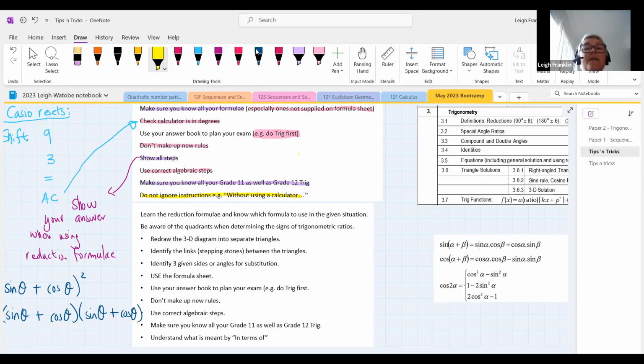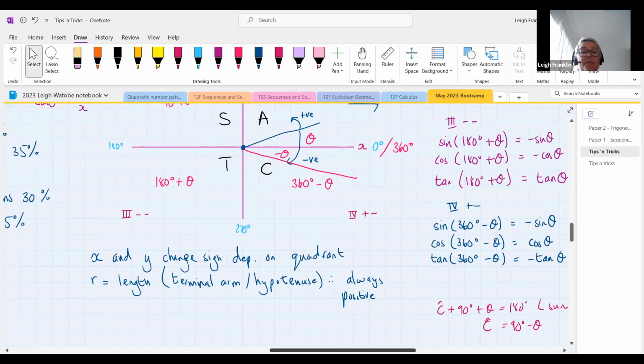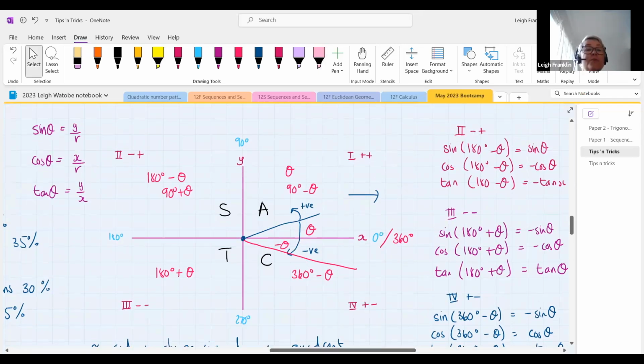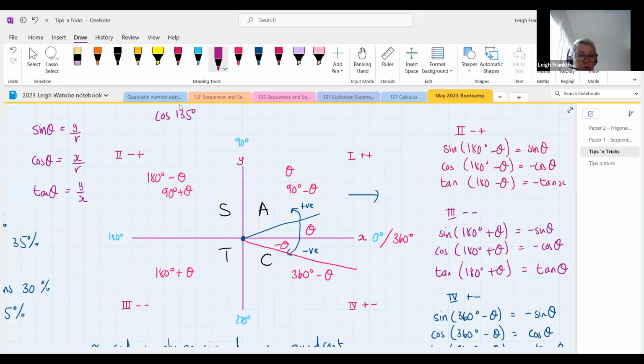Okay, all right, then the other tip that I have given you is to learn all your reduction formulae and know which formula to use in a given situation. So if you had an angle that was, let's say, obtuse, so let's pretend we ended up with the cos of 135, we need to know that 135 is in the second quadrant. So we could use 90 plus if we wanted to, which would be a little bit more difficult, but we would use 180 minus.